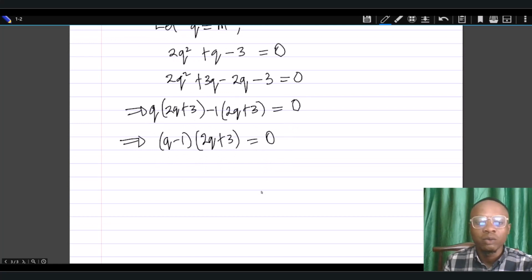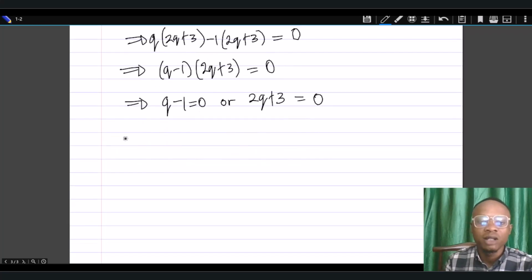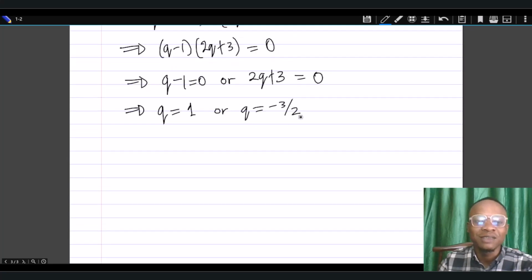And from here, we will have q equals 1, or 2q plus 3 equals 0. Let's write that out first. q minus 1 equals 0, or 2q plus 3 equals 0. So with this, we'll have our expression to be q equals 1, or q equals minus 3 over 2. So those are the results we get from that.